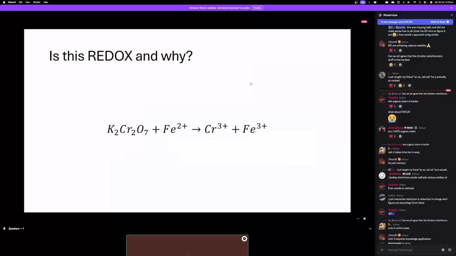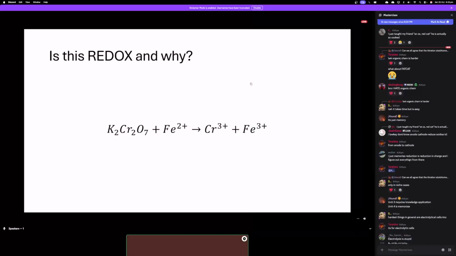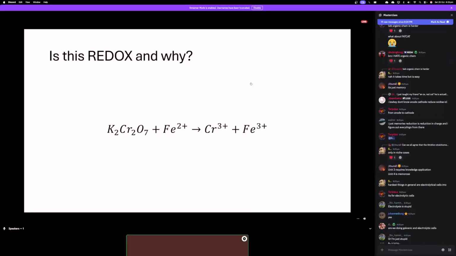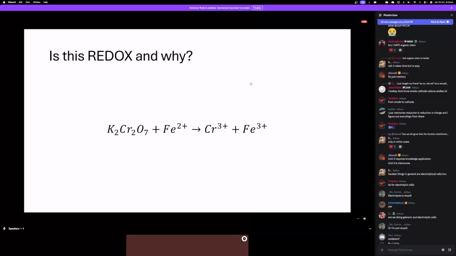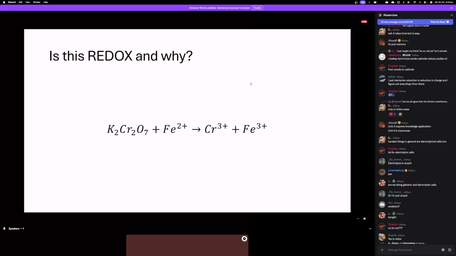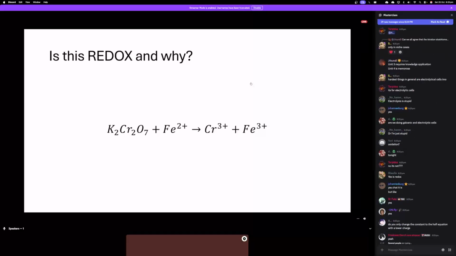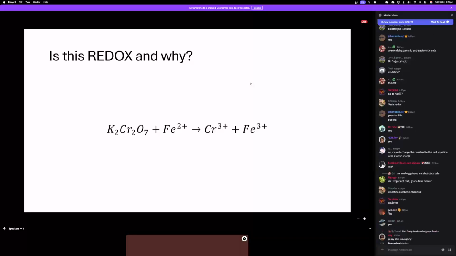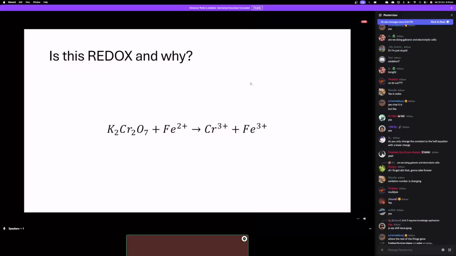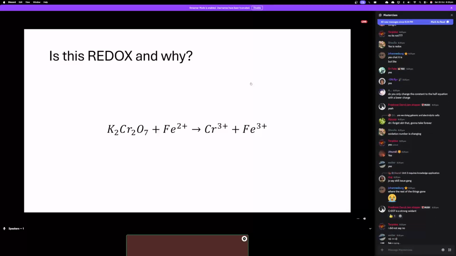Is this one redox, and why? Have a quick think. There's only really one molecule that's tricky. And I want you guys to tell me, is this redox? Cool. I'm getting a lot of answers. This one is, in fact, redox.